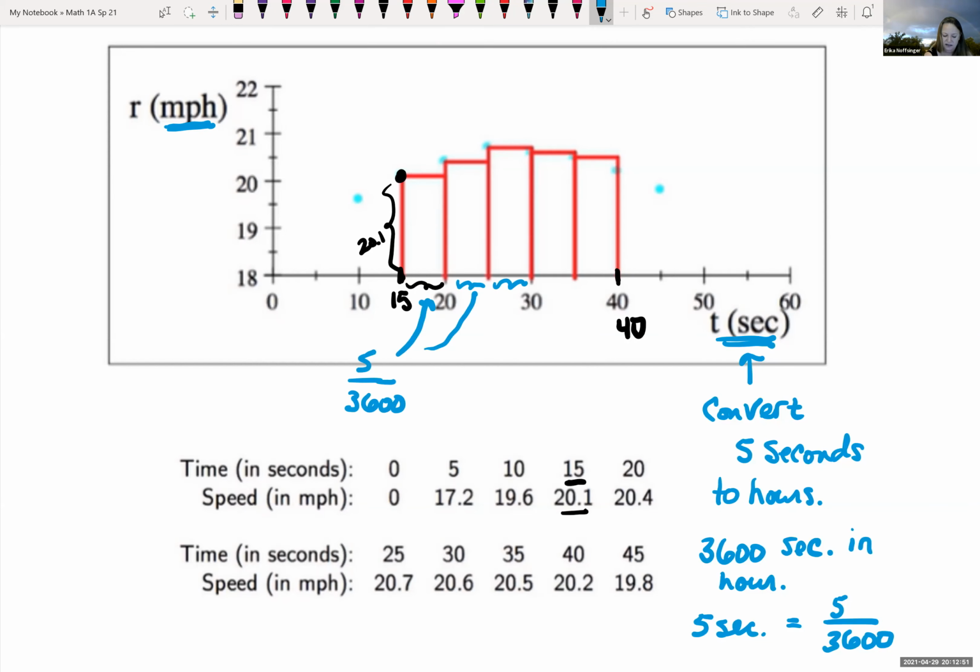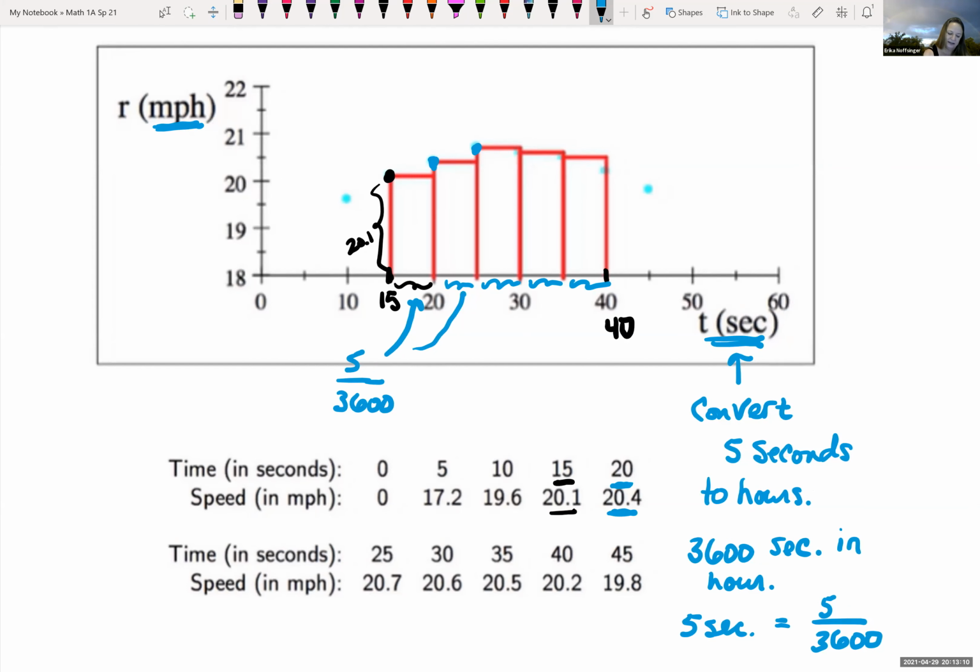So that's going to be the base of each rectangle, and the height is going to be that speed of the left endpoint. And so now we would go to 20. At 20, we have 20.4. We would go then to 25, and at 25, we have 20.7. We'd go to 30. At 30, we have 20.6. At 35, we have 20.5. And so we're going to find the area of each one of these rectangles, and we're going to sum them up.